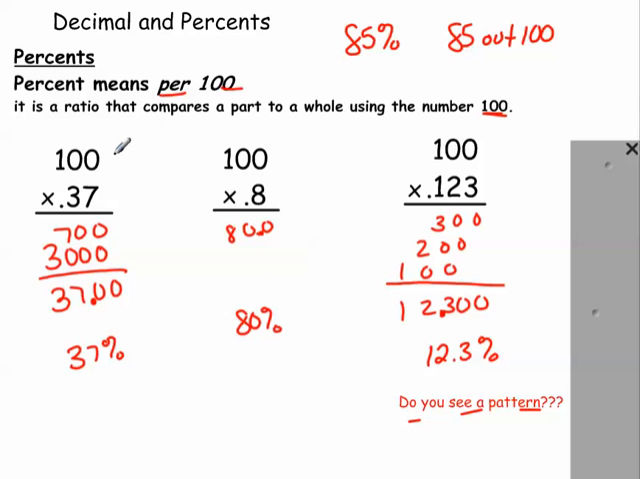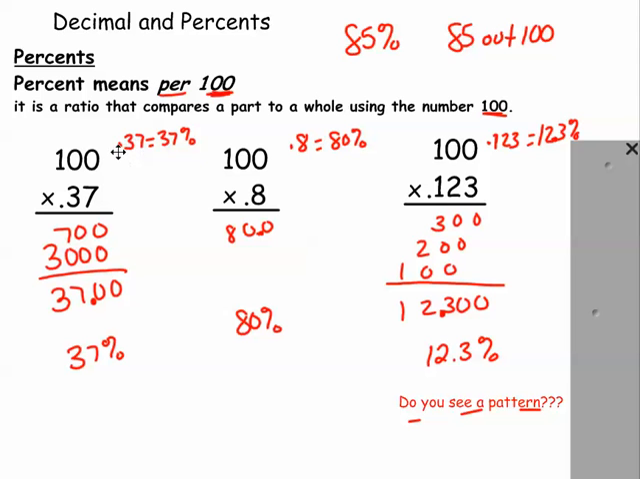So I went from a decimal of 37 hundredths, and that became 37%. 8 tenths, I changed that to a percent, and it became 80%. 123 thousandths became 12.3%. Are you seeing a pattern here? Any kind of pattern? Hopefully you see something with the decimal. Percent is based on 100.